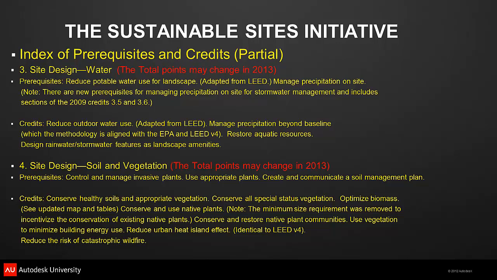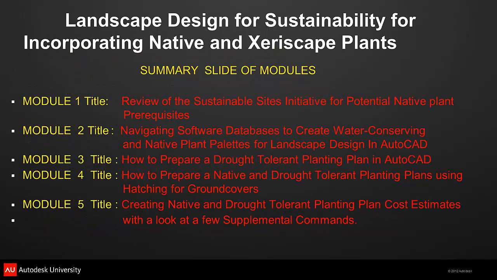Another soil and vegetation credit is given for reducing the risk of catastrophic wildfires. With the amount of droughts and consequent wildfires that have been occurring, especially in the western portion of the United States, this has become an important criterion. There are other areas within prerequisites that could qualify as added credits and accumulate points towards site sustainability.